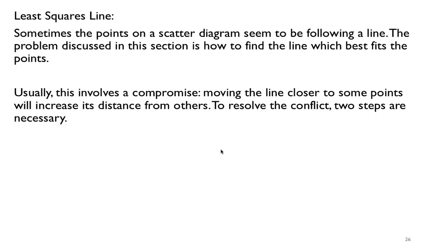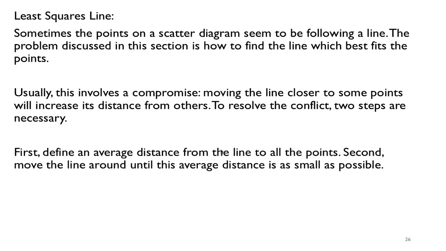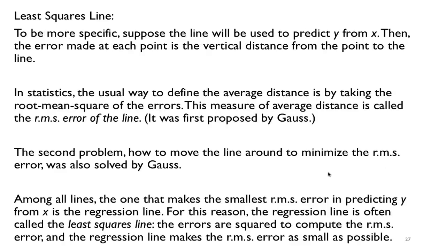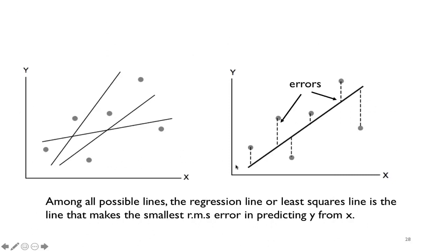The way it works is that we're going to take 2 steps. The first step is to define the average distance between a line and all of the points. And the second step is to move the line until this average distance is as small as possible. I think the best way to think about this is to see an example, so let me show you an example here.